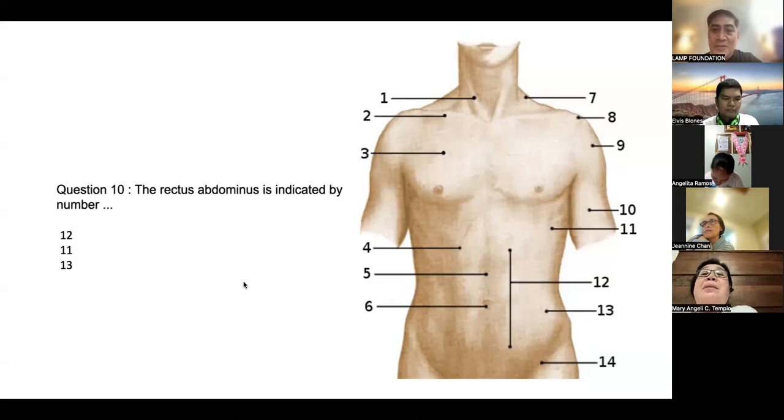Okay. The rectus abdominis is indicated by what number? Number 13. No, oh, wait, that's external oblique. Oh, external oblique. Sorry.